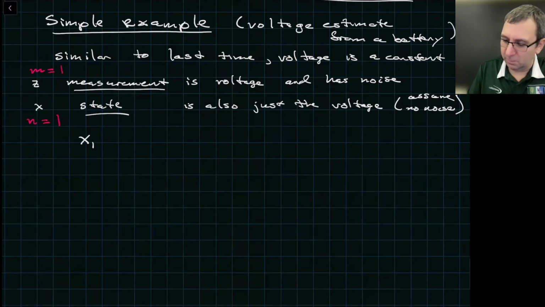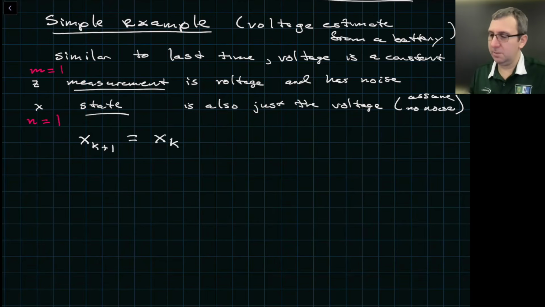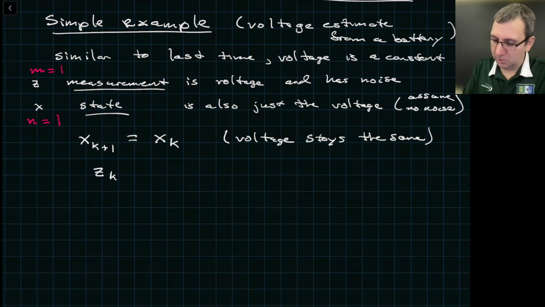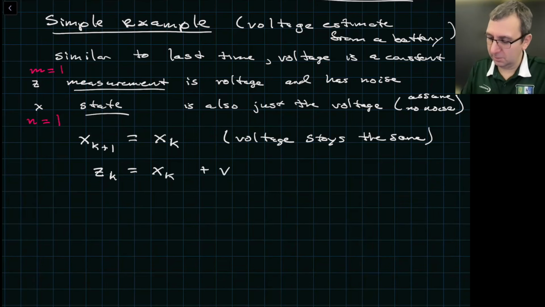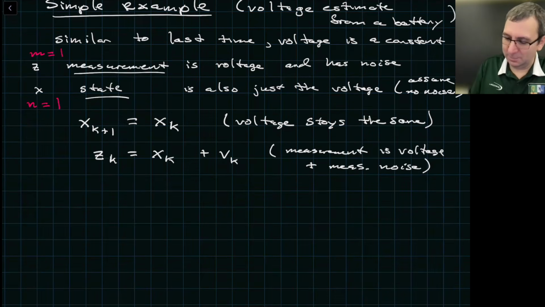Let's write what we think our process is. X_{k+1} we think is X_k. The true voltage from one time to the next shouldn't be changing. So this is our model. Voltage stays the same. What about Z? The measurement is going to be, we think, equal to the state plus some noise. Measurement is the voltage plus measurement noise. Now let's translate this into matrices.